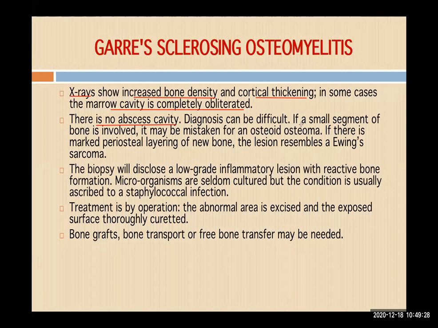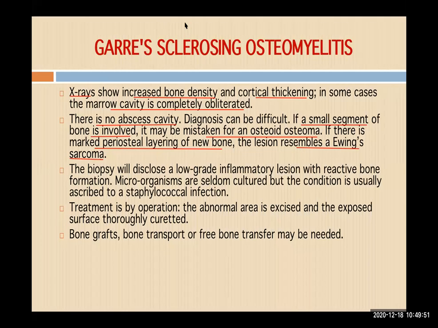Diagnosis can be difficult sometimes because if a small segment of the bone is involved, it may be mistaken for an osteoid osteoma. And if there is a marked periosteal layering of the new bone, then it may be confused with Ewing sarcoma. Let me clarify this for you.